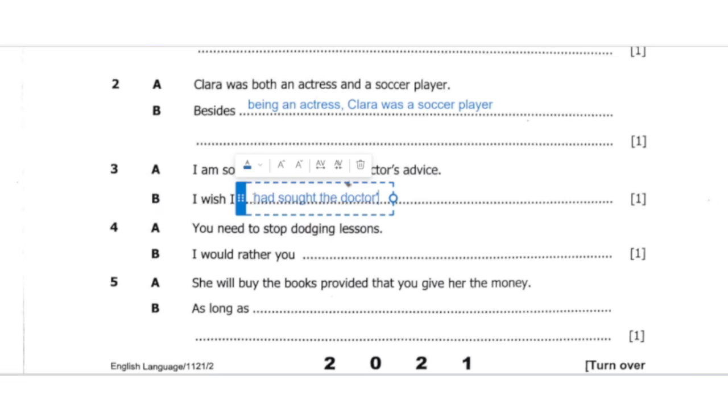Doctor's advice. I wish I had sought the doctor's advice. Okay, so you wish you had gone to the doctor to receive some advice on your health issues, maybe, or anything else. So that's how you rewrite it. I wish I had sought the doctor's advice.